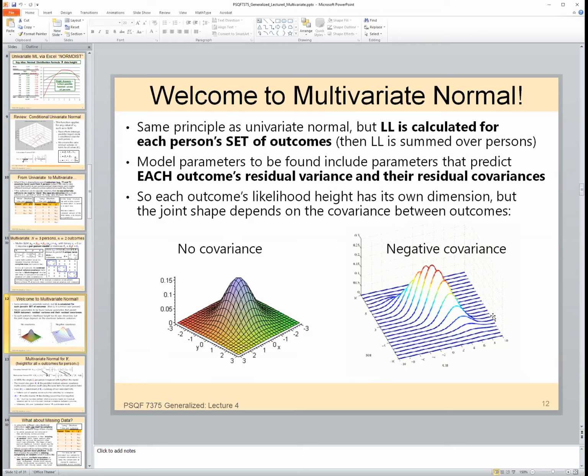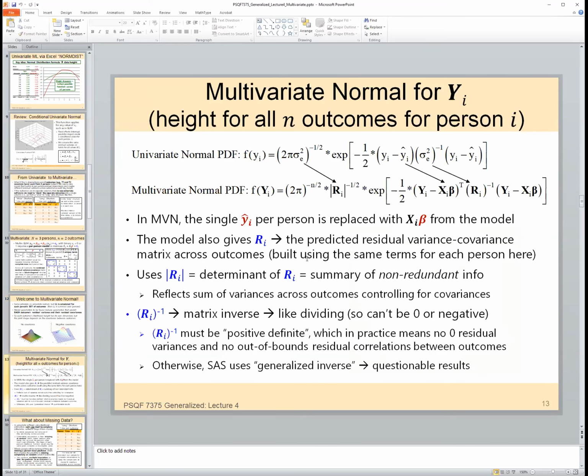It looks like a taco if they have a positive covariance or a negative covariance, where the direction of the taco conveys the direction of the association. But the same concept as univariate height applies, just in multivariate space. So this is a scary slide here, number 13.